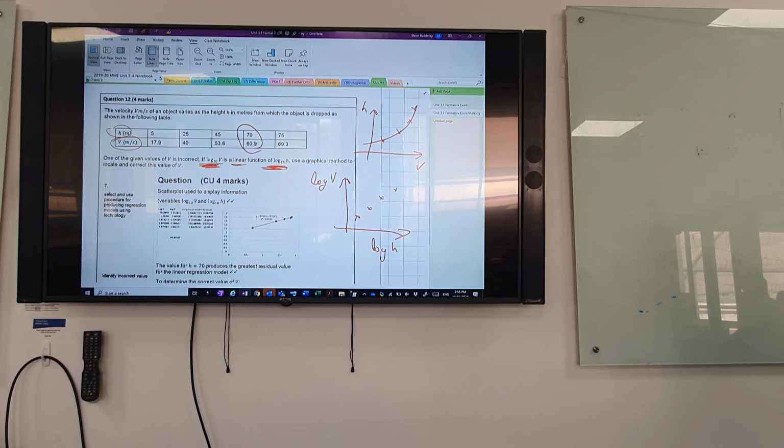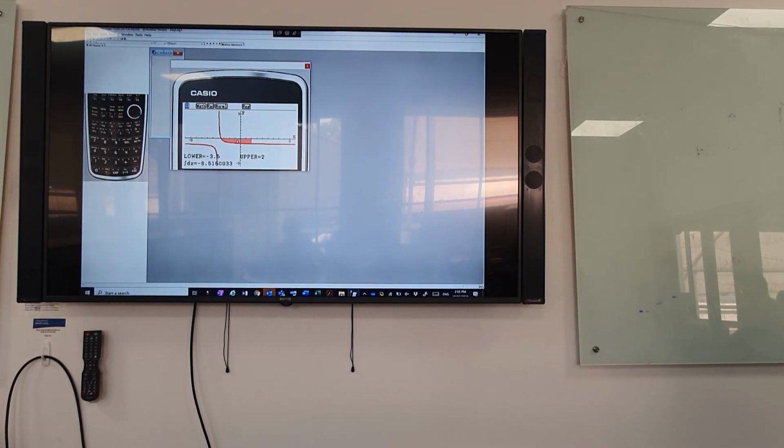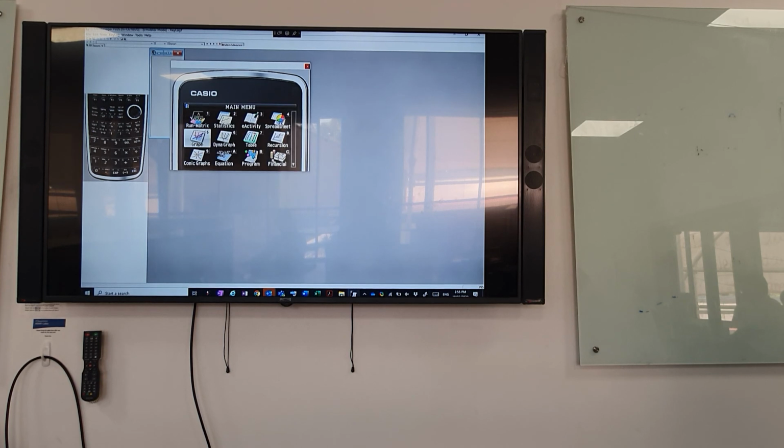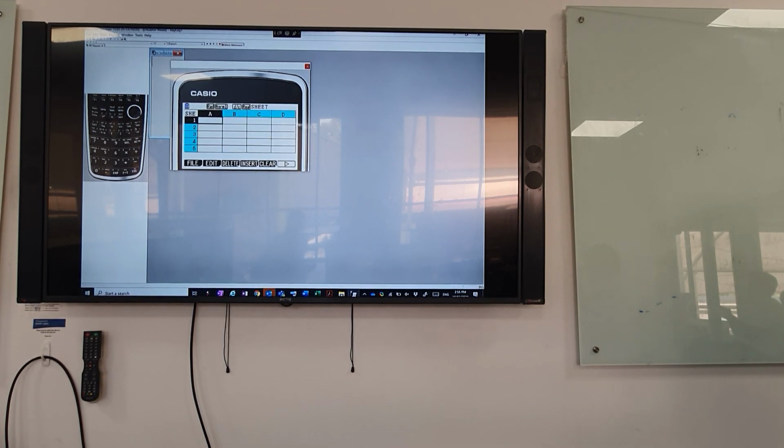Let me show you what you get 2 marks for. Can you all have a go at doing this as well, please? Go to menu and go to spreadsheet. There are other ways of doing this. The stats function works just as well.